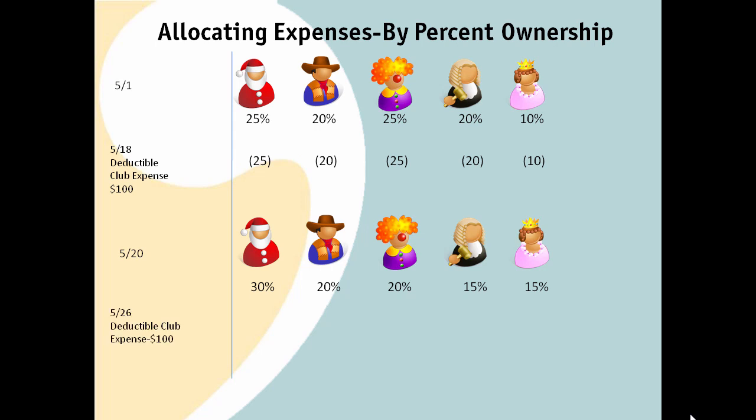Then on May 26th, there was another $100 expense. It would now be allocated based on the new member ownership percentages. As you can see, the specific transaction date and the sequence of each of your club's transactions is more important than in other types of bookkeeping you may have done.